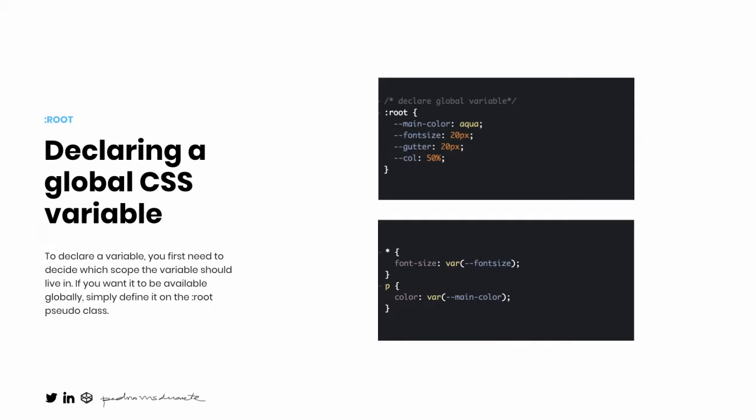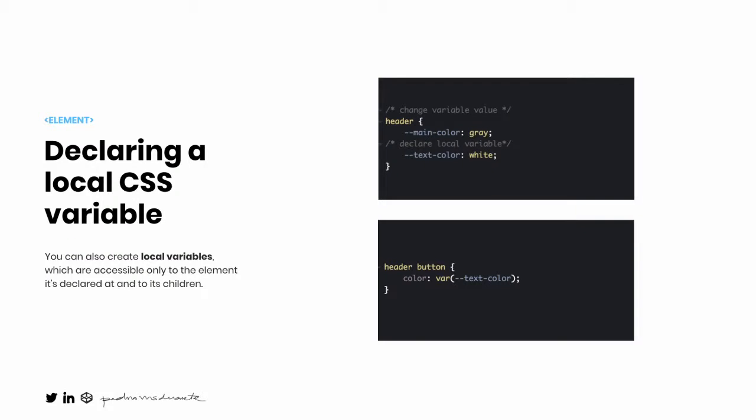To declare a CSS variable, we need to use two dashes in the custom property name, and then the value. To declare it globally, you should define it on the root element. Then to call that variable, we just need to use the var function and then again the two dashes and the custom name.